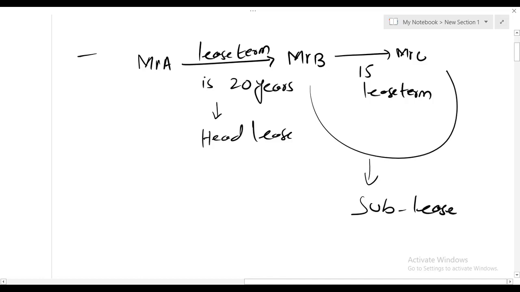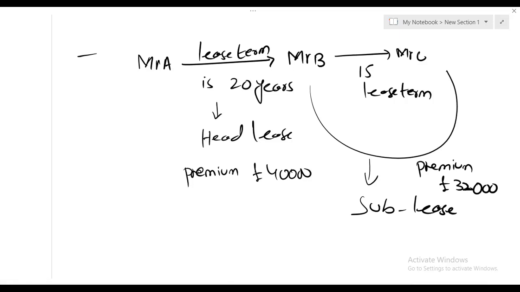Mr. A has given his residential property to Mr. B for 20 years. The lease between Mr. A and B is the head lease, and the lease between Mr. B and C is the sublease. The premium amount in the head lease is 40,000. In the sublease, let's say the premium is 32,000. In the sublease, Mr. B has received the premium of 32,000, and in the head lease, Mr. B has given the premium of 40,000.